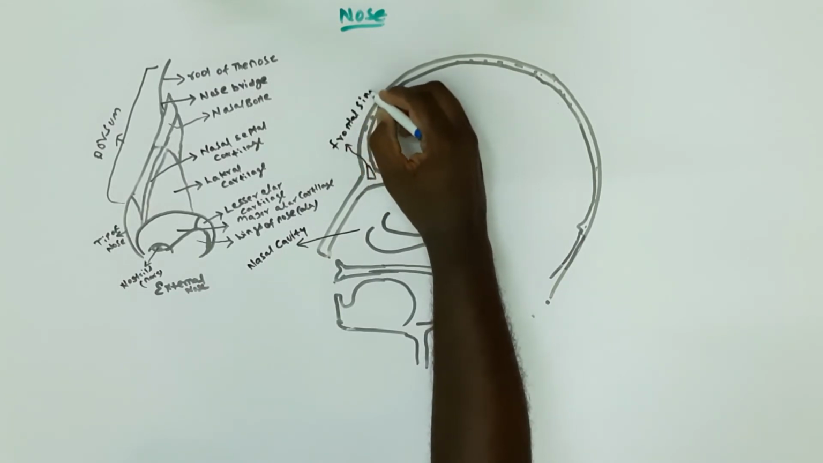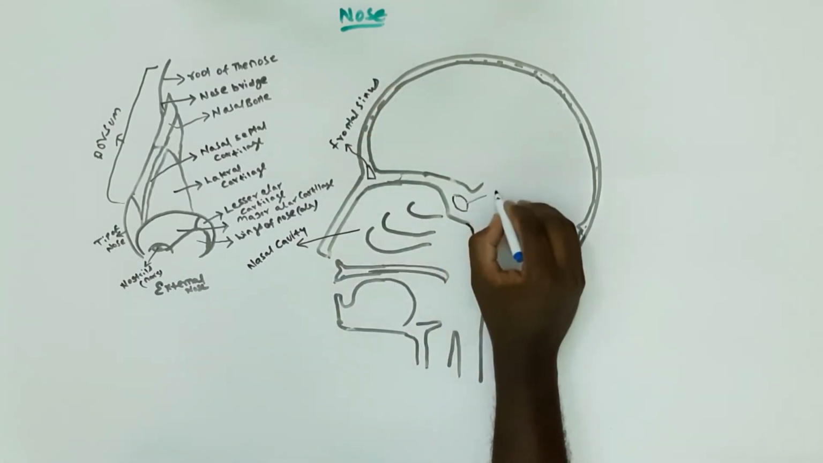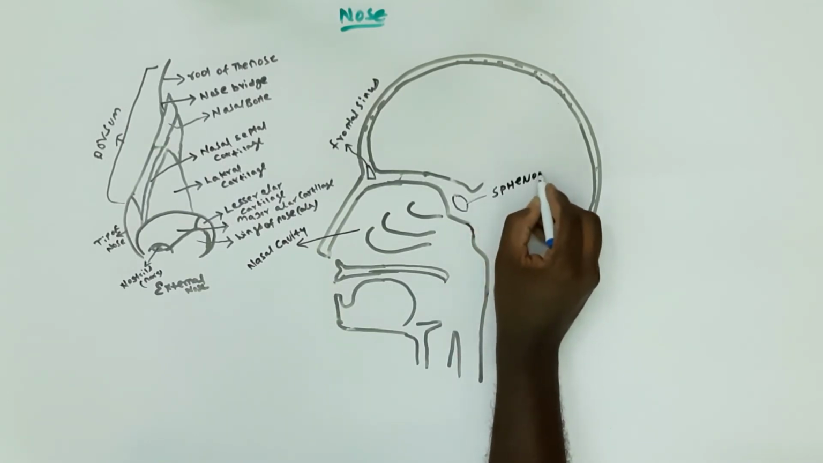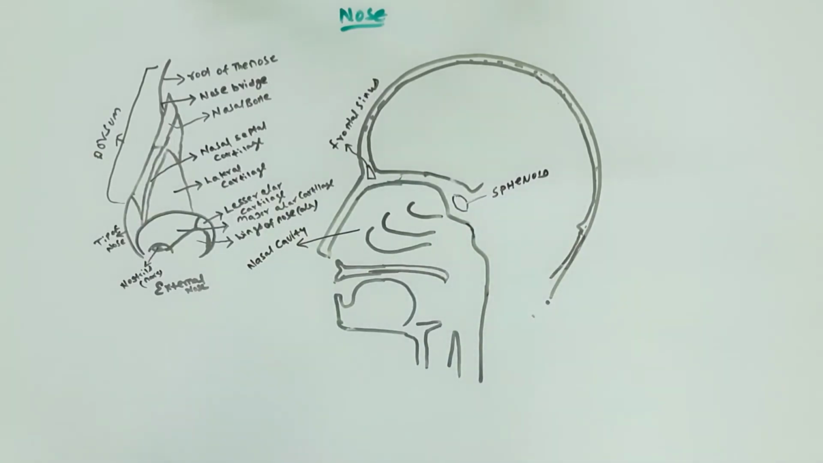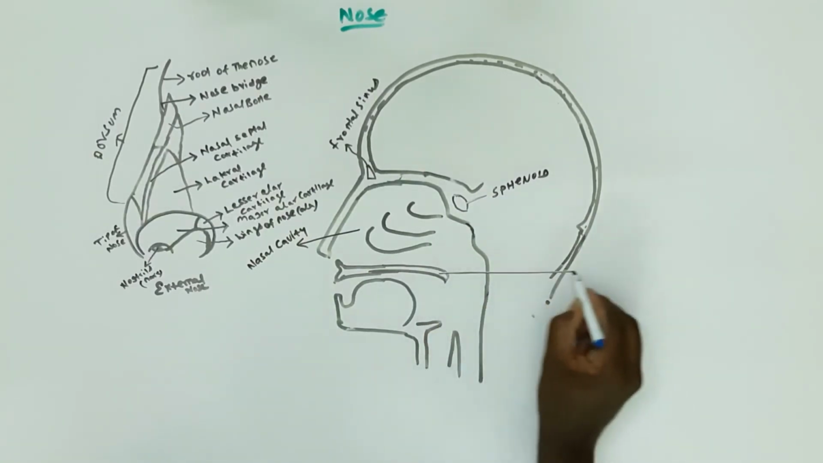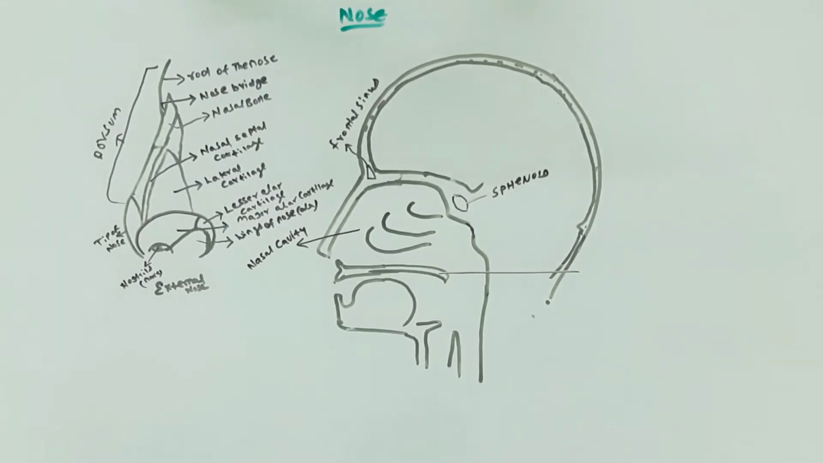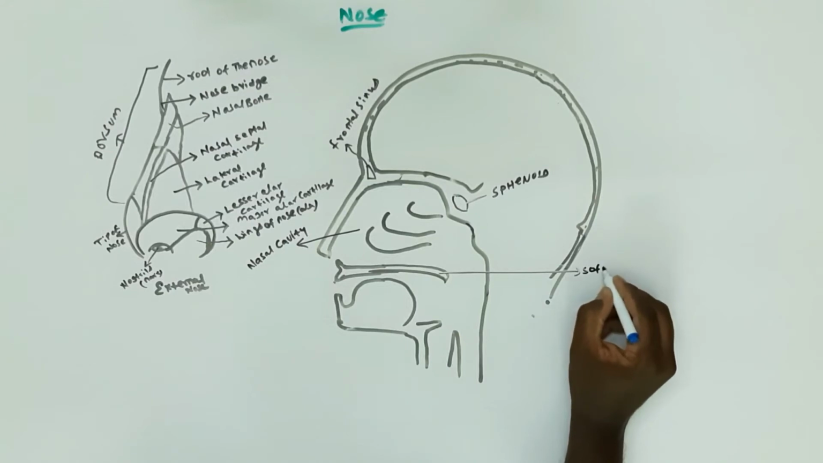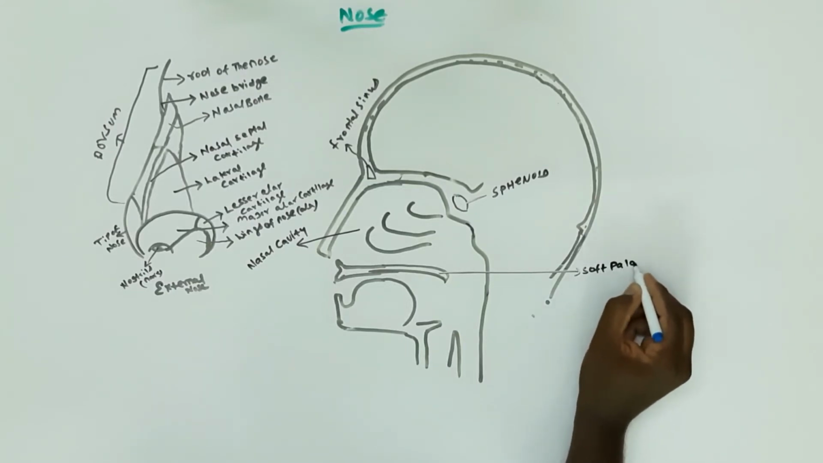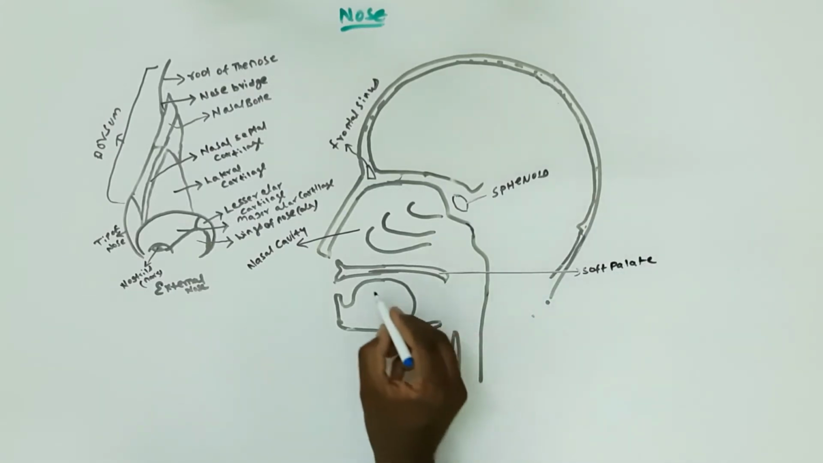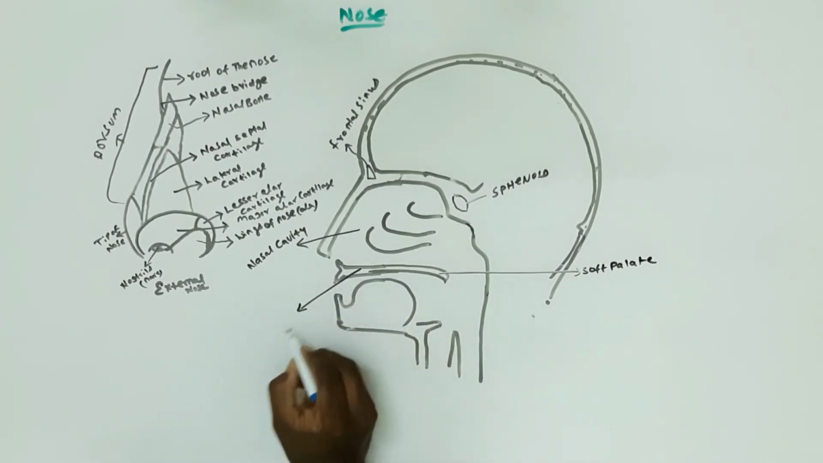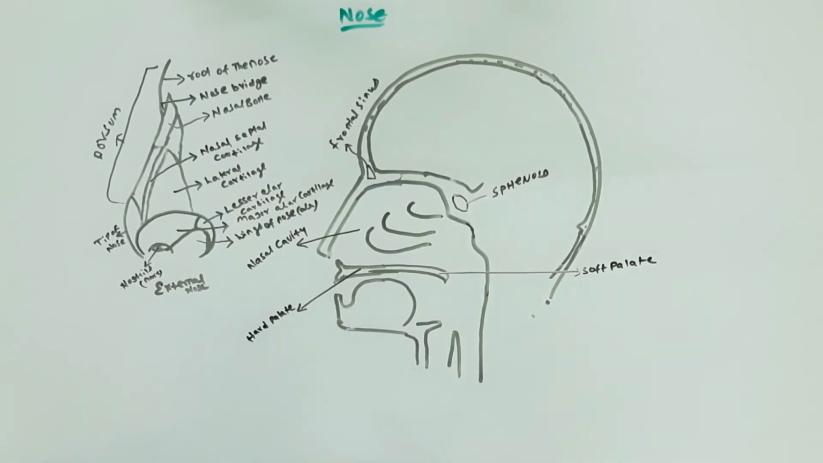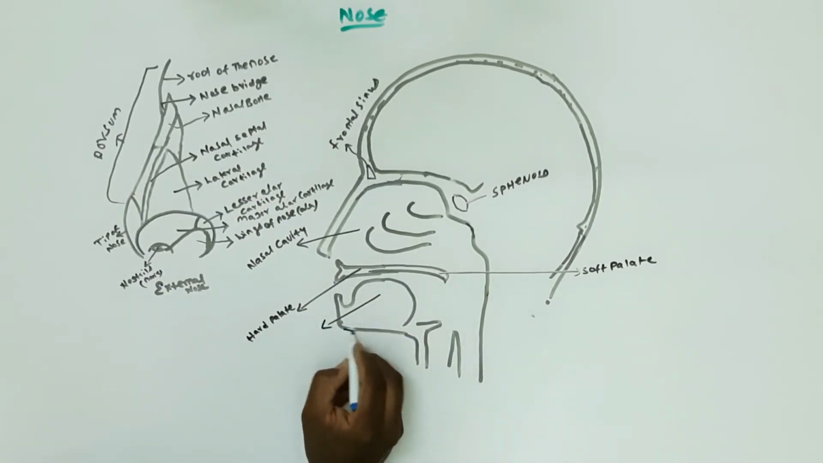Next in our diagram, we'll see all the parts surrounding the nasal cavity. This is called the sphenoid. After this, this particular portion is called the soft palate. This is the soft palate, and it is posterior to our nasal cavity. Now we are seeing the hard palate. This is anterior in our nasal cavity.